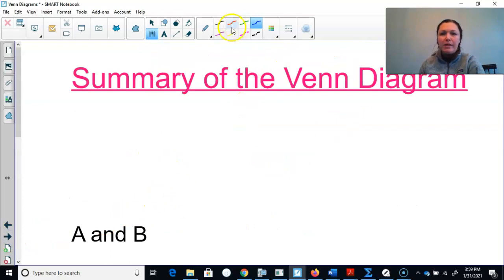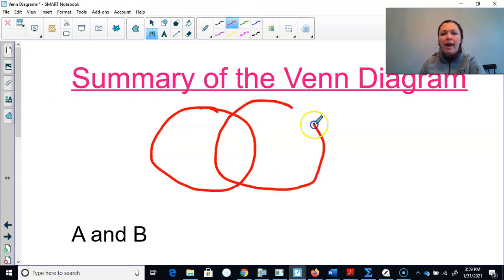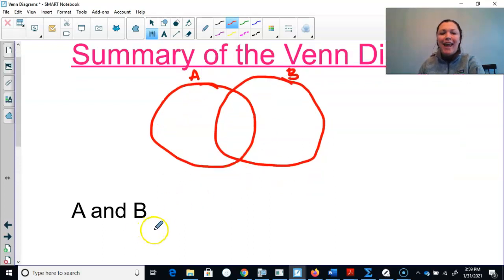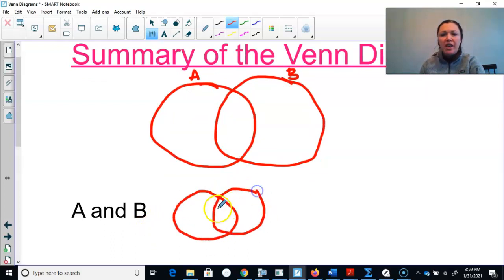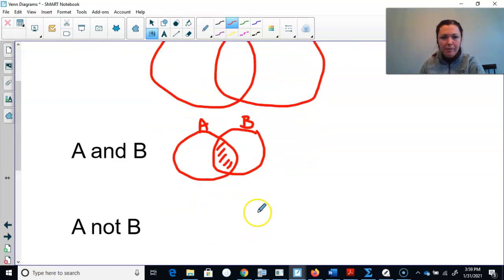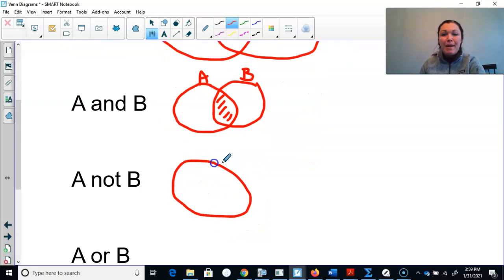All right, last thing, I want to do a quick summary of the Venn diagrams. So if I have A and B here, what part is A and B? Well, if I would shade that, that's going to be whatever is in the center. So A and B is that center part. Now if I have that Venn diagram, A but not B, so here's A, here's B, here's A and B. I want A but not B.